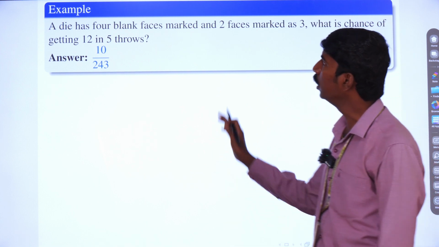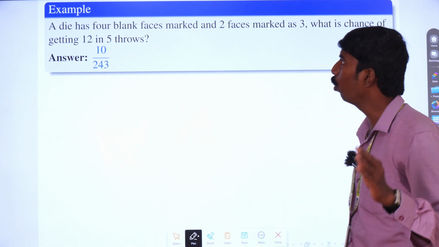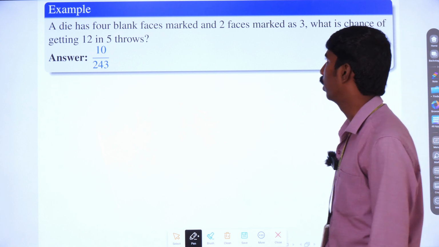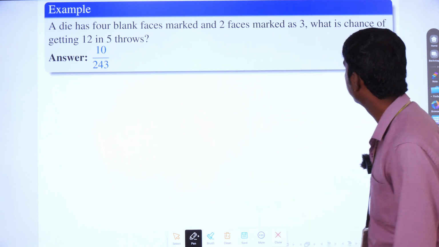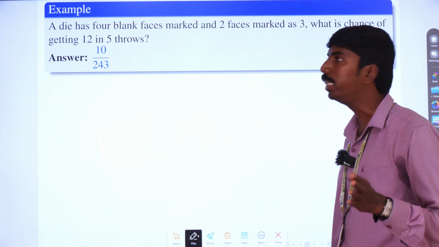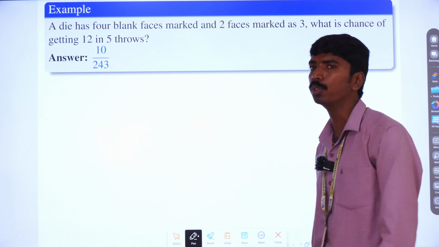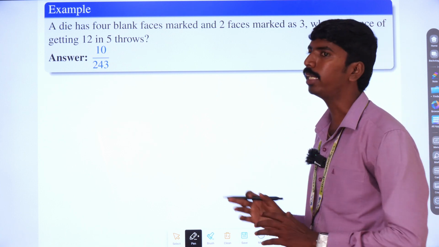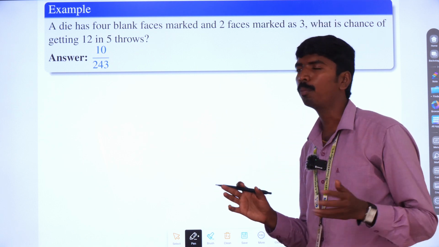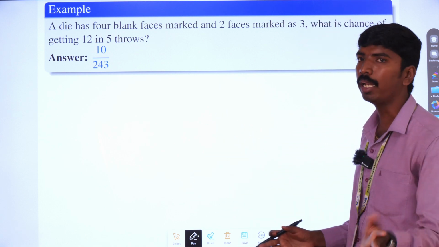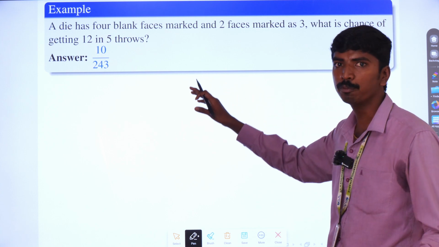So now in this problem, a die has 4 blank faces and 2 faces marked as 3. What is the chance of getting 12 in 5 throws? Normally in probability and statistics problems, it is a practical problem we can choose. You can just imagine from the question, a die has 4 blanks.